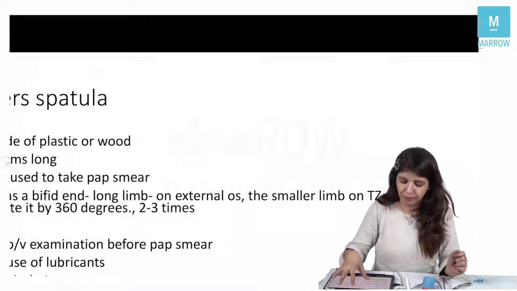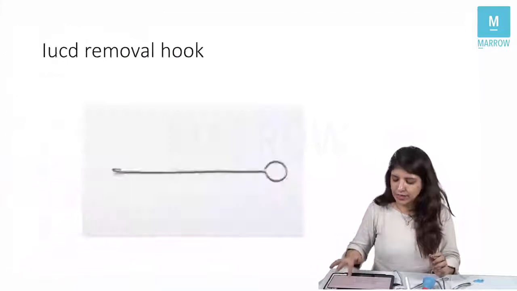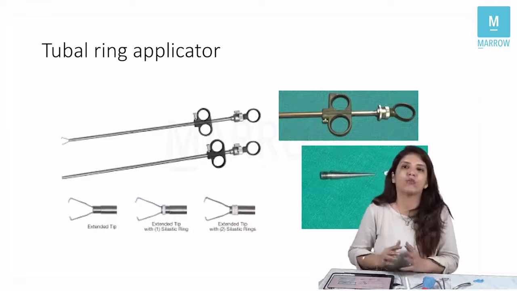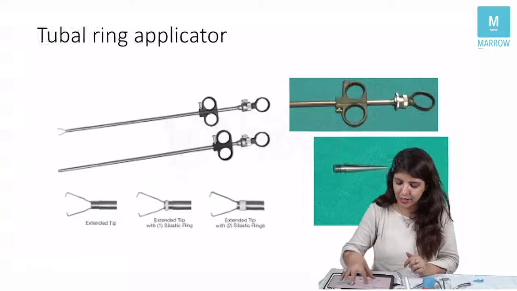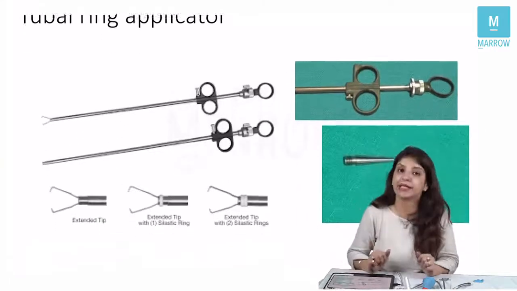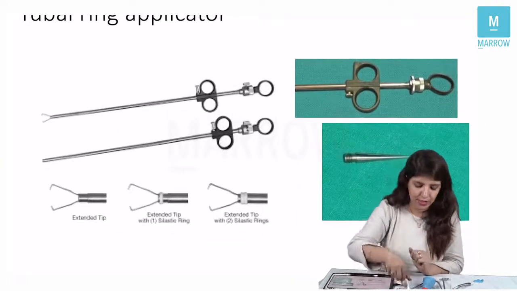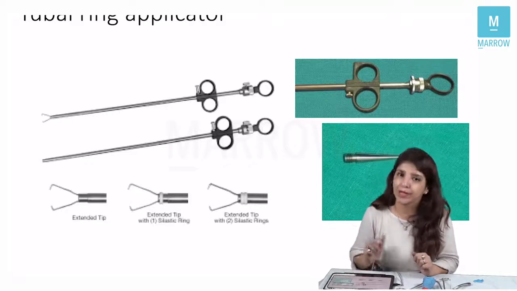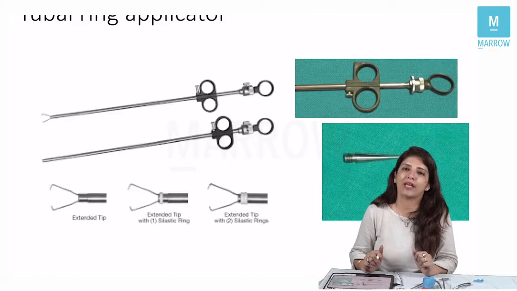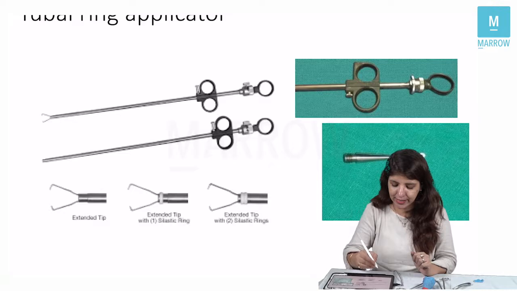So these are the instruments which I want you to have a look at. The last instrument which I want you to look at is a tubal ring applicator. Now, this is an instrument which is used to apply a Falope ring, right? So when you are doing tubal ligation with a Falope ring, then you use a tubal ring applicator.